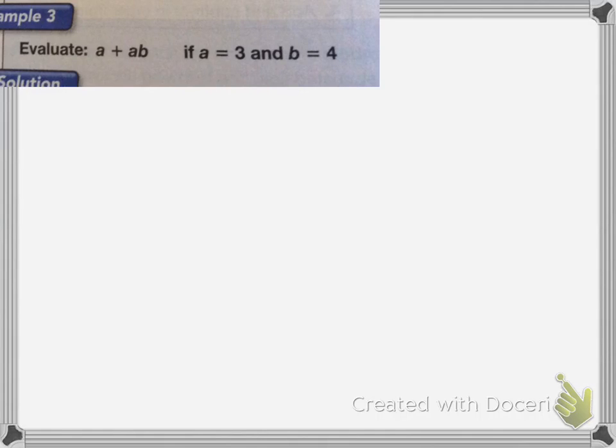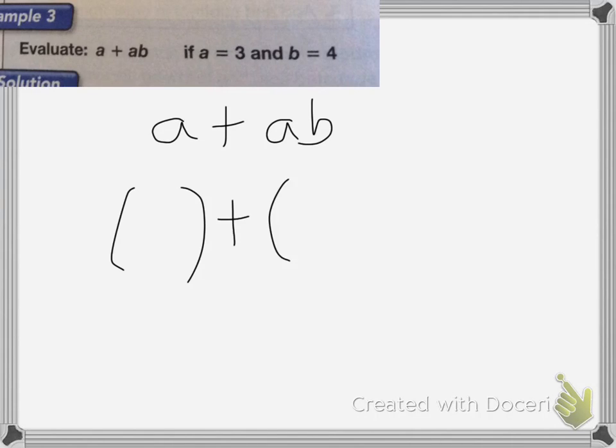Now this is evaluate A plus AB, if A equals 3 and B equals 4. So I'm going to first start by writing parentheses in the place for each variable. It helps avoid errors in the future. So I end up with A plus AB. So I'm going to put parentheses here, plus, and then parentheses for each of these variables.